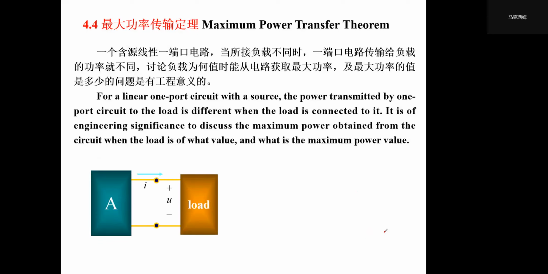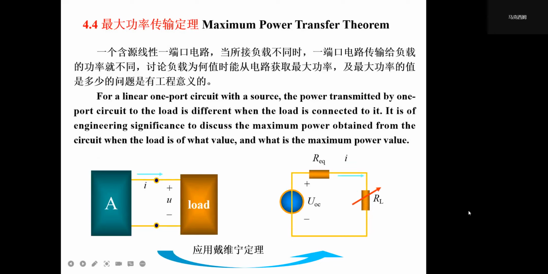So let's see, we have a network A, a linear network with only one port, and we have a load here. Could be a resistor, could be a motor, could be a lamp, a light, or any other stuff. Anyway, we just call it load. And we would like to know when this load will get its maximum power from the linear system, and what the value of the maximum power is.